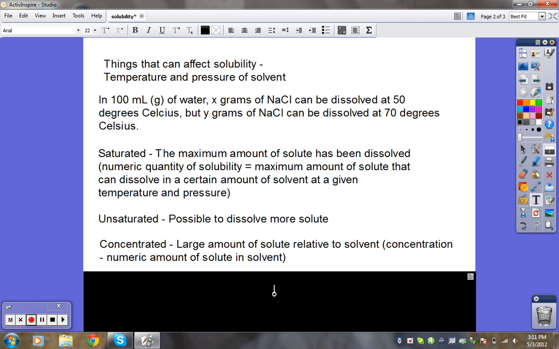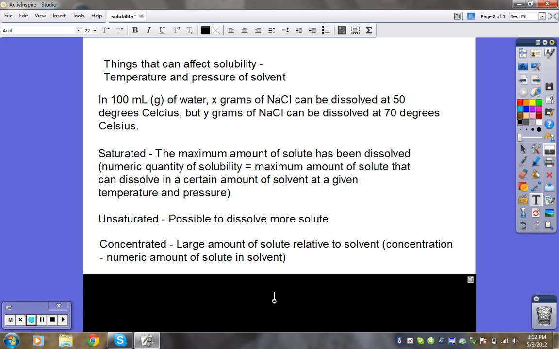Concentrated means if you have, for example, 2 solutions, the one that has more solute is the more concentrated one. So let's go back to the hot cocoa example. I have 2 identically sized cups of milk. In one, I dissolve 4 teaspoons of hot cocoa mix, and let's say it doesn't get saturated, so I completely dissolve it. In the other, I only dissolve 2 teaspoons of hot cocoa mix. The one with 4 is called more concentrated than the one with 2.